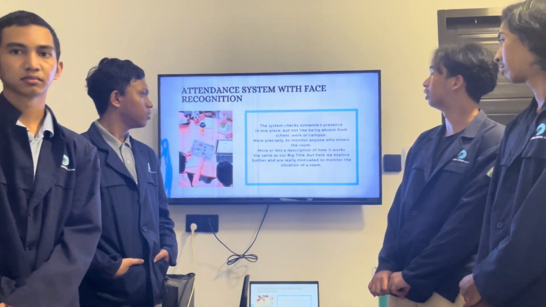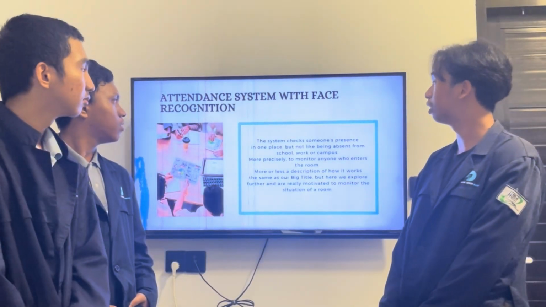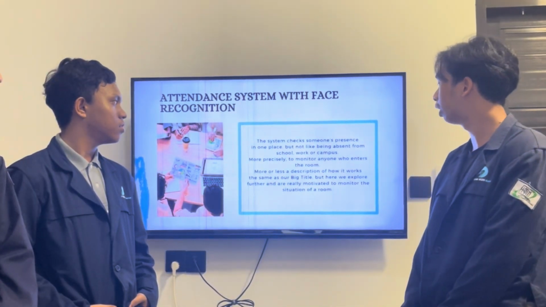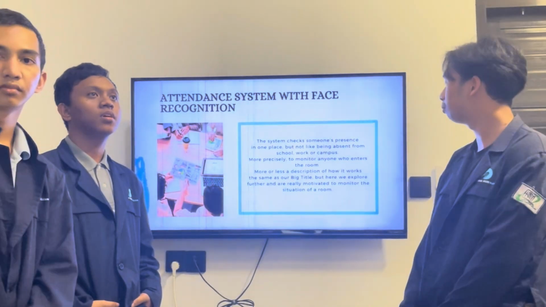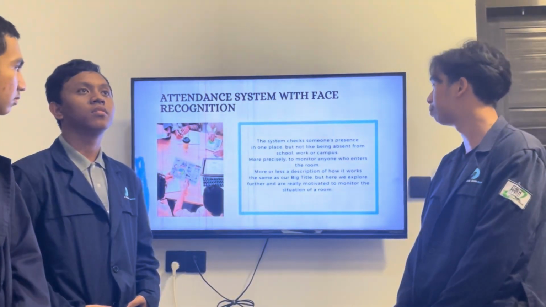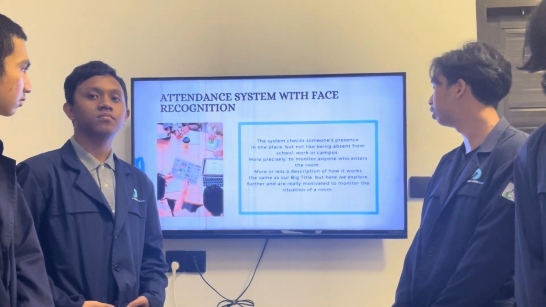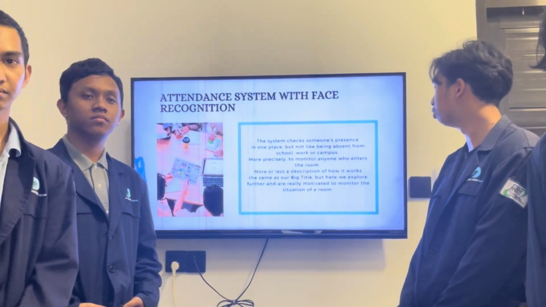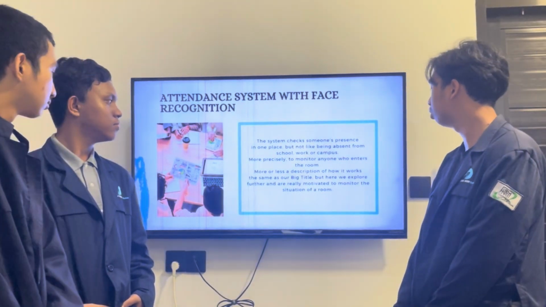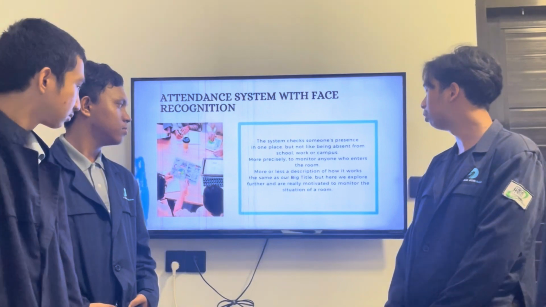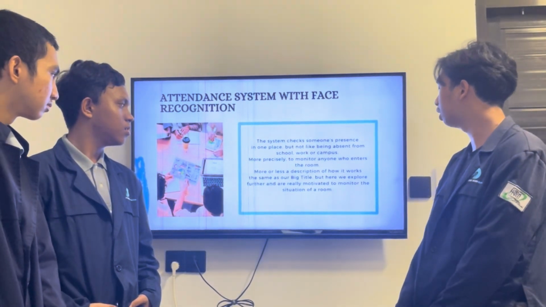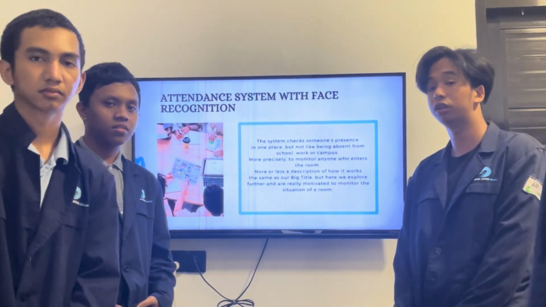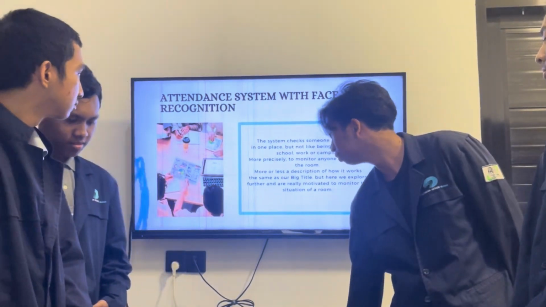The third is the attendance system with face recognition. The system checks someone's presence in one place, but not like being absent from school, work, or campus. More precisely, it monitors anyone who enters the room. It works more or less the same as our main title, but here we explore further and are motivated to monitor the situation of a room.